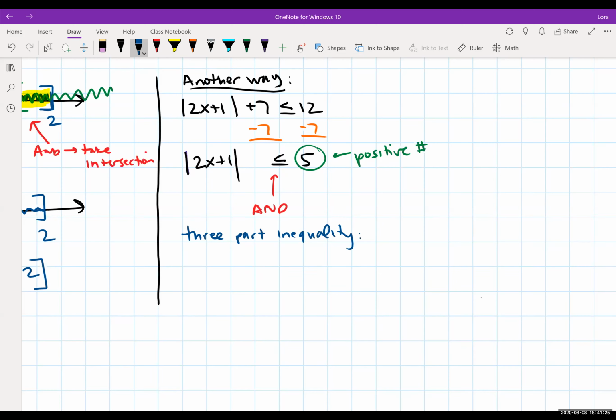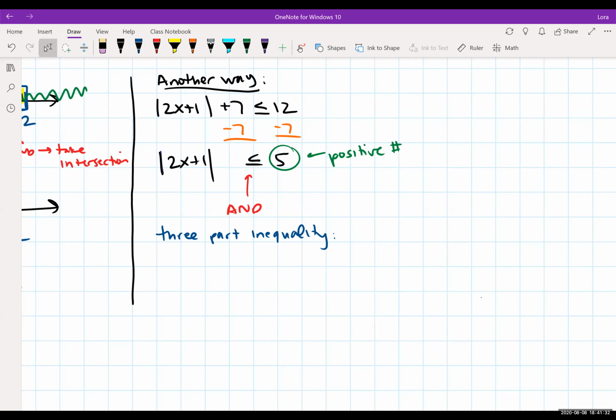So maybe you've seen it this way before, and that's cool. I'll walk you through it just in case. What we mean by three-part inequality is it takes the expression that's inside the bars, 2x plus 1, and places that expression in between both cases of this positive number. So if you're looking at 5, you would have the 5, positive 5, and then the other case of the 5 would be negative 5.